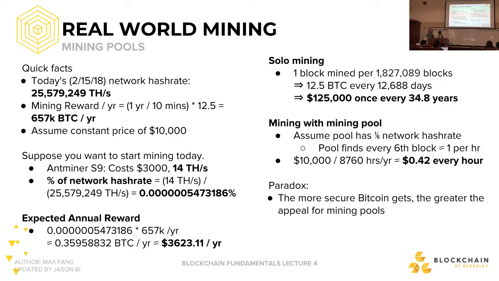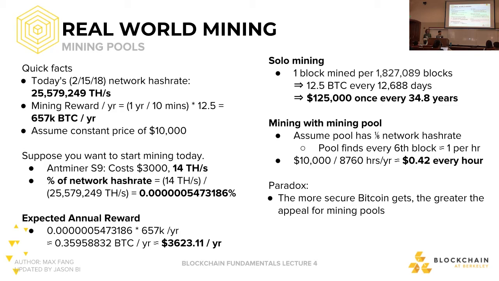And the biggest problem with that is that you'll win a block every 34.8 years. So mathematically speaking, on average, every 34.8 years, you'll get $125,000 as a reward. But it's hard to tell when it's going to happen. And that doesn't come with any guarantee at all. But if you do mine with a pool, and that pool has a certain amount of hash rate, you'll get like 42 cents per hour.